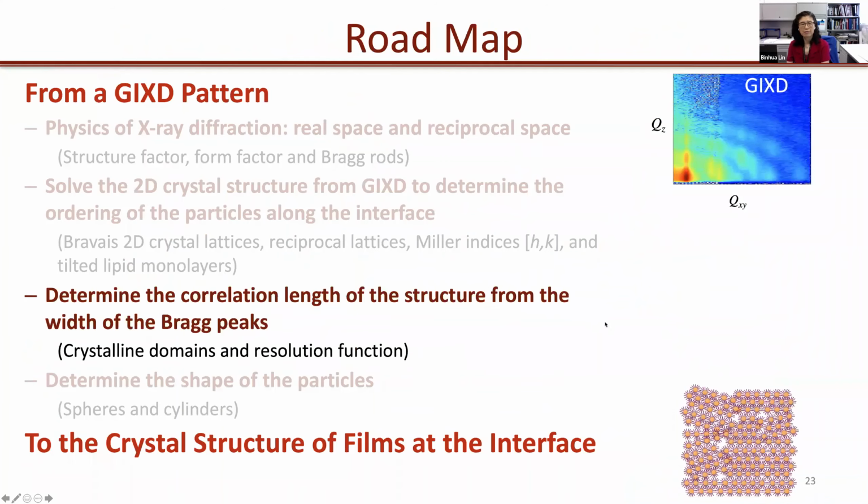So now, well, the heavy lifting part of the lecture is over. The next 2 subjects are relatively shorter. So first, let's see how we determine the correlation length of the structure from the width of the Bragg peaks.